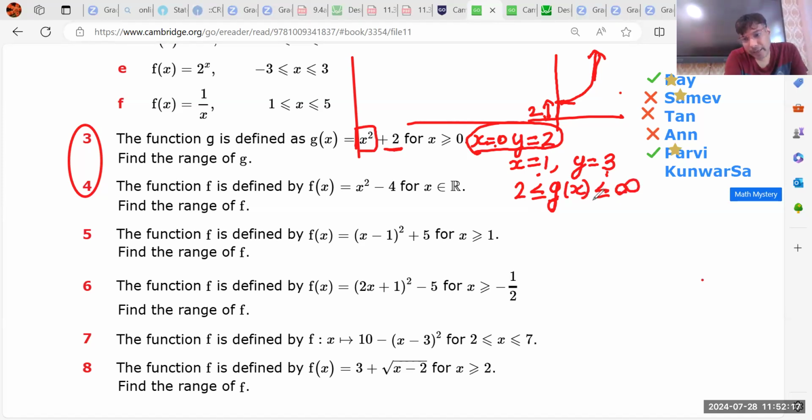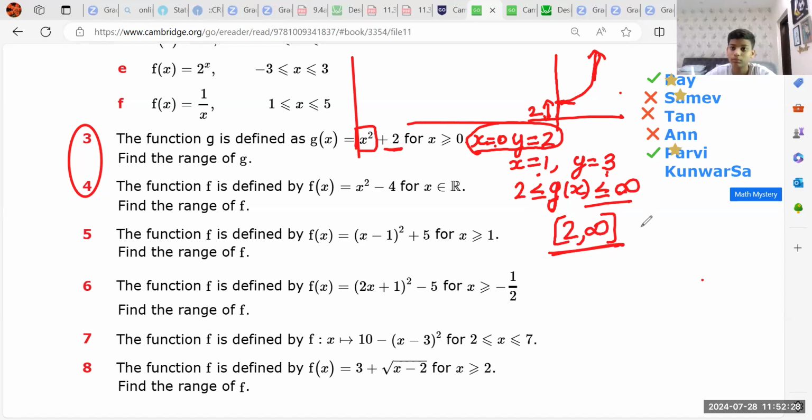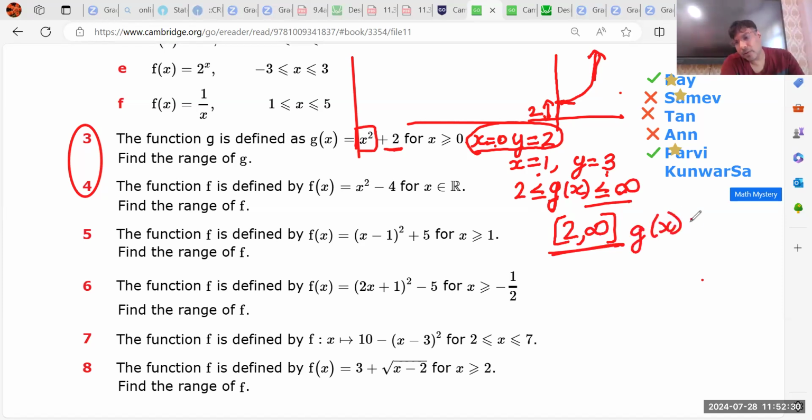Okay. Generally, if infinity comes, we write it in the set form like this. Sir, I didn't understand. And I can do g of x greater than or equal to 2. So guys, we don't write it like this; either we write it like this or like this.